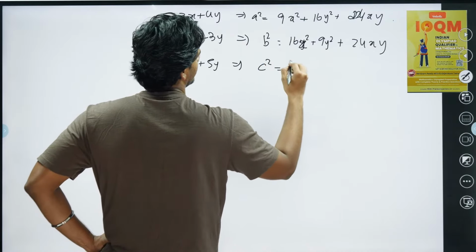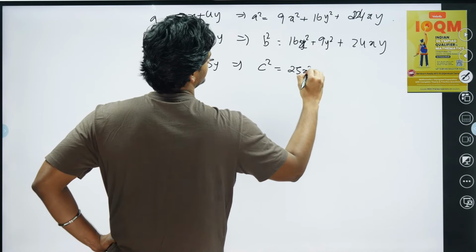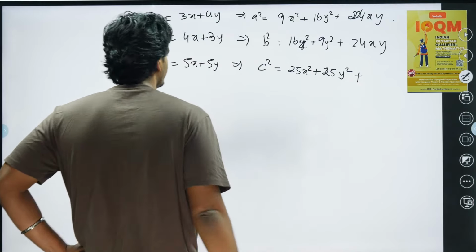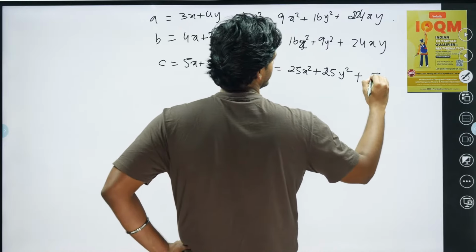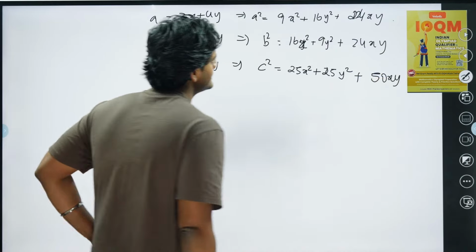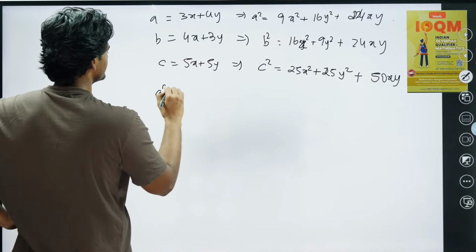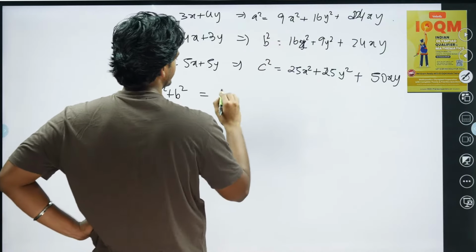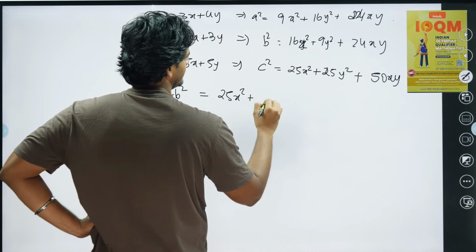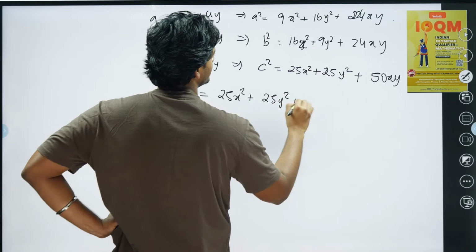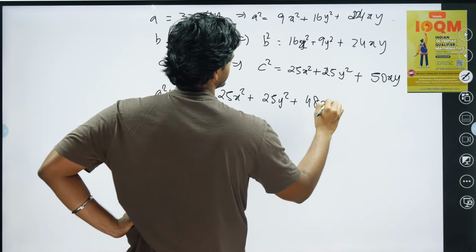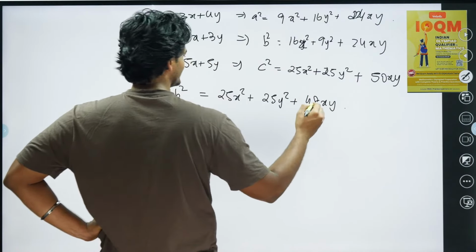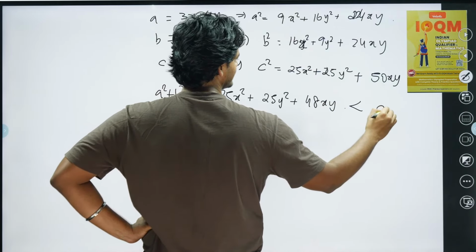C square is 25x square plus 25y square plus 50xy. So if I add A square plus B square, that is 9 plus 16, 25x square, 25y square plus 48xy. So A square plus B square is less than C square.